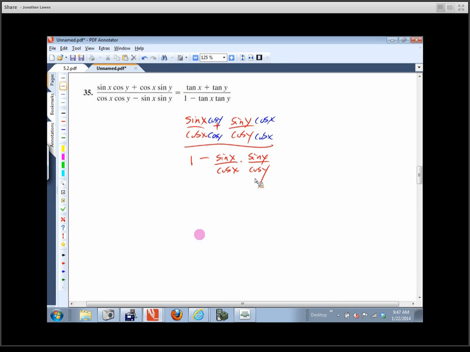So that's going to give me, let's see, the common denominator is cosine x, cosine y, and then I've got sine x, cosine y, plus, that is a plus, and then I'm going to write the cosine first, so that x is first and the y's are the second, and then sine.